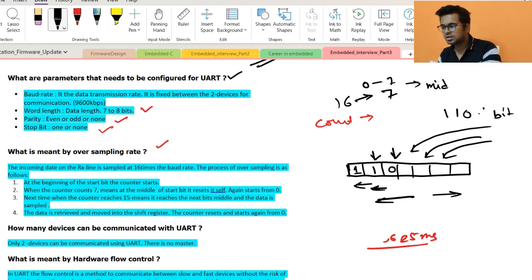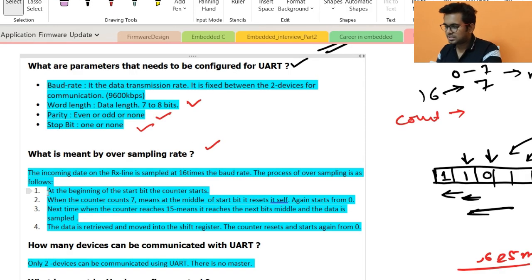Okay, so this is the concept of shift register. The data will be captured bit by bit and it will be put into a register by shifting the register. So let's see, in this way the definition: at the beginning of the start bit the counter starts. When the counter counts 7, it means it is at the middle of the start bit, so it resets itself and again starts from 0. Next time when the counter reaches 15, it means it reaches the next bit's middle.